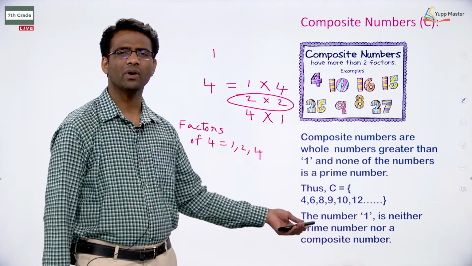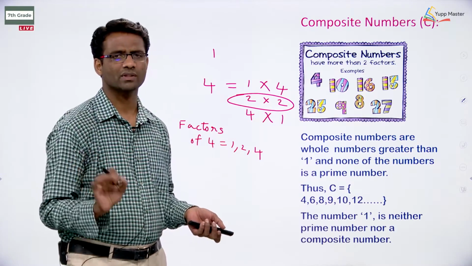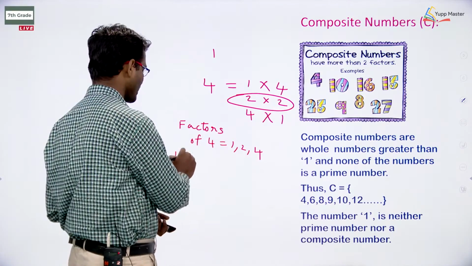So the same point they are telling: 1 is neither composite nor prime, it seems. So 10 also, for 10 also see, I will write down the factors of 10.